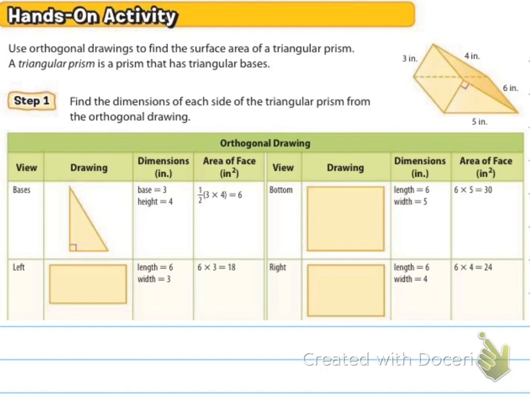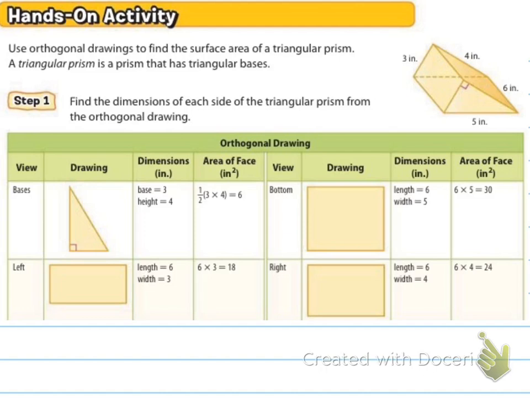So this is our triangular prism. This is the box that we are putting cords and batteries in for some odd reason. It says that we're going to use orthogonal drawings to find the surface area of a triangular prism. A triangular prism is a prism that has triangular bases. We've just reviewed that we have the triangular bases.